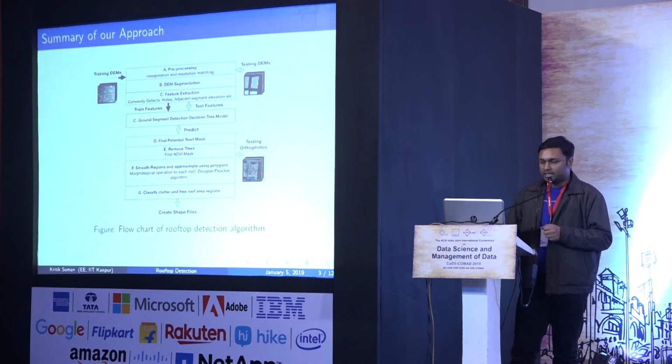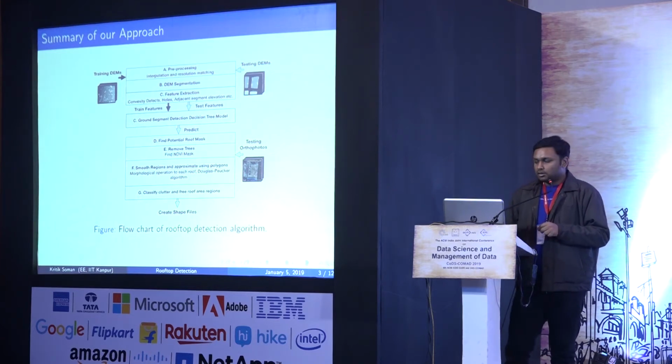Then we applied basic segmentation techniques on the DEM so that we could detect segments in the image. The next task was that we needed to identify the rooftop segments. In order to do this, we employed a feature extraction pipeline where the first task was to determine the ground segments and remove them from these images.